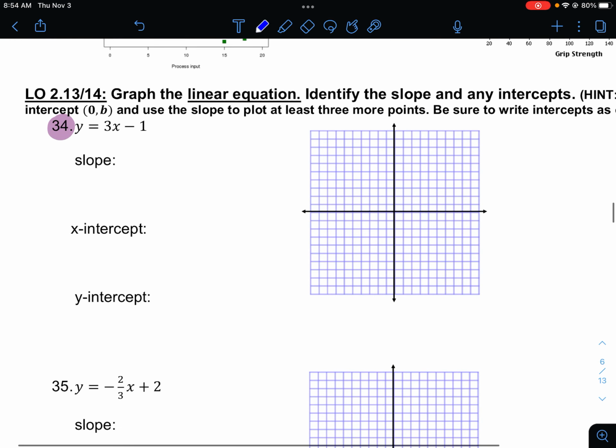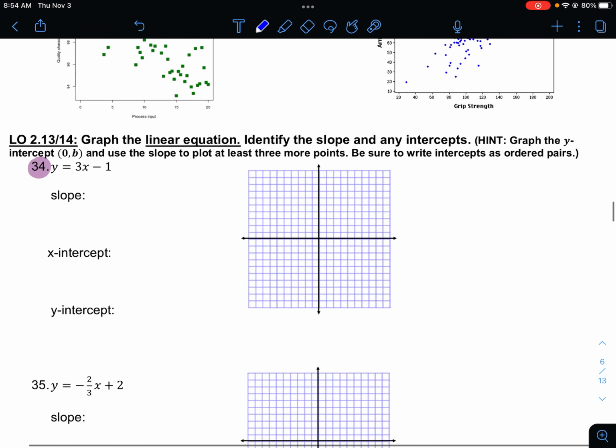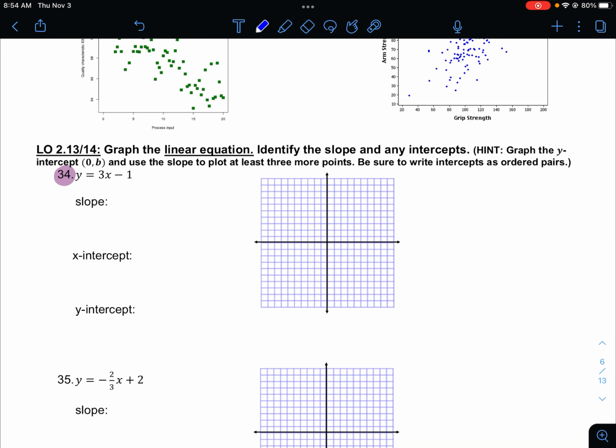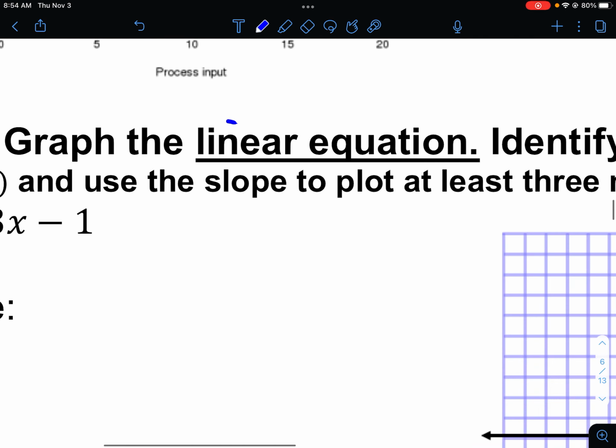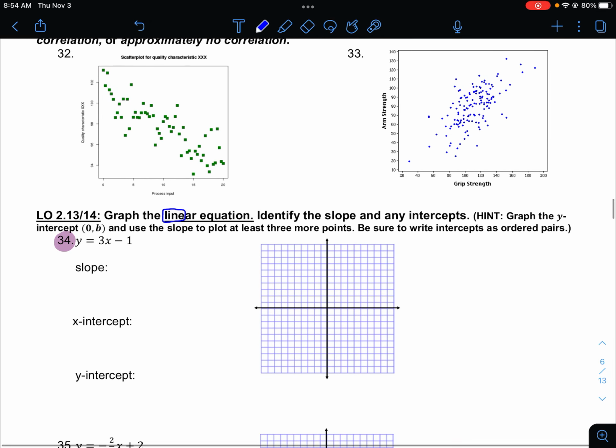All right, now let's move on to number 34. Graph the linear equation. So when you see linear equation, you are going to be obviously graphing a line. That's important to recognize. And the equation is just going to be the line. No need to shade, no need to make it dotted or solid. We'll get to those eventually. So identify the slopes and any intercepts, that's important.